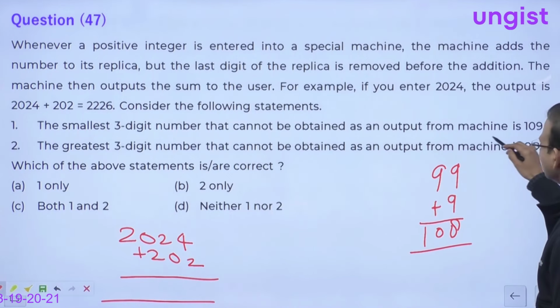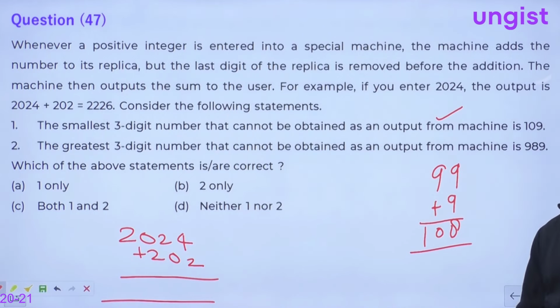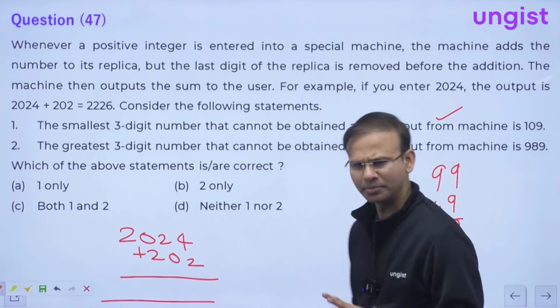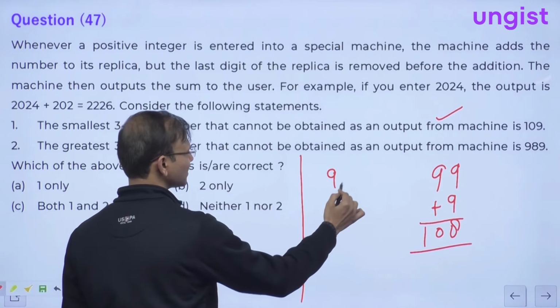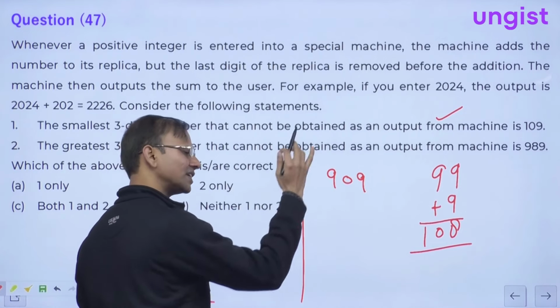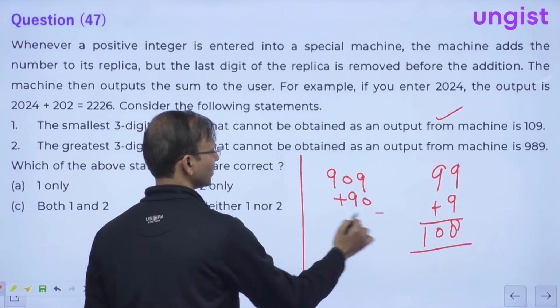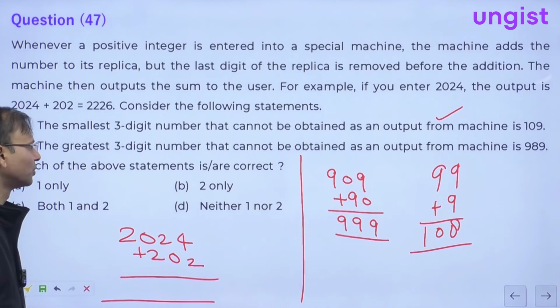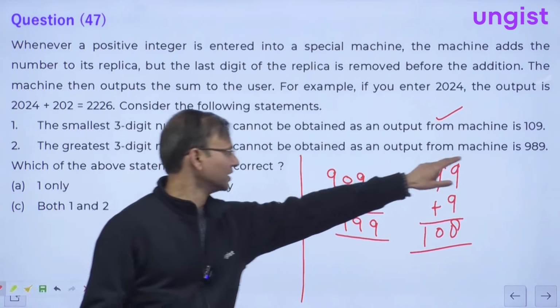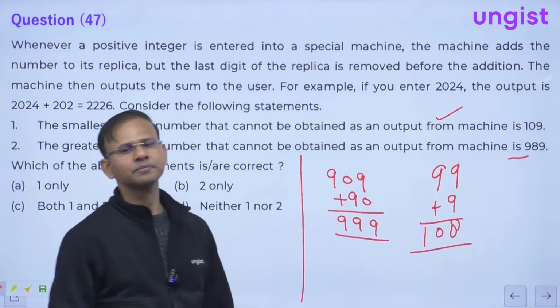So the first statement is correct. Clear everyone? Theek hai? The next statement: the greatest 3-digit number that cannot be obtained as an output is 989. Guys, what is the greatest 3-digit number? 999. So we need to think about 999. If 909 is given as input, then output will be 999. So 999 can be found as the output actually. So we need to check this condition.